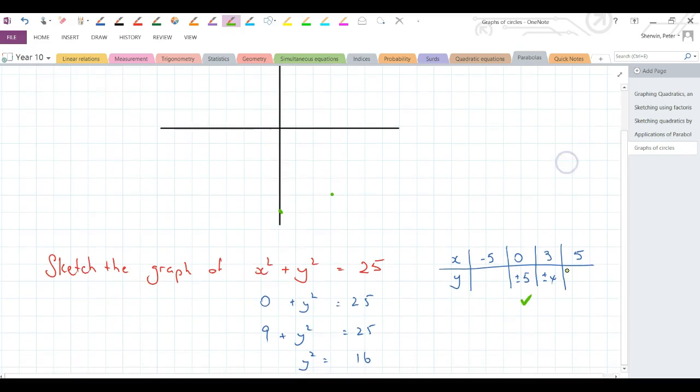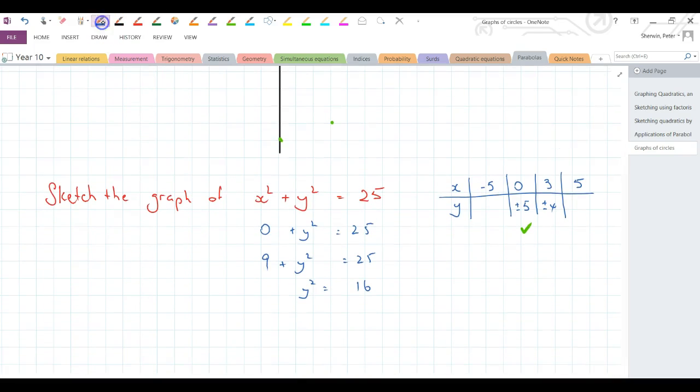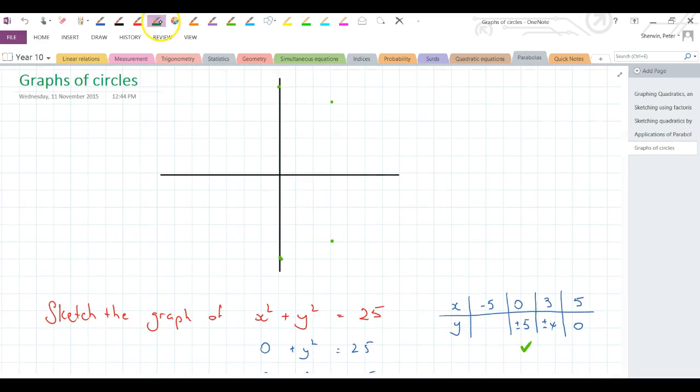Okay, so we're gathering some stuff. When x is 5, what do we get? 5 squared, 25, plus, remember I'm going back in here all the time, plus y squared equals 25. Looks to me like y squared equals 0 here, so y is equal to 0. When x is 5, 1, 2, 3, 4, 5, y is 0 on the x-axis.